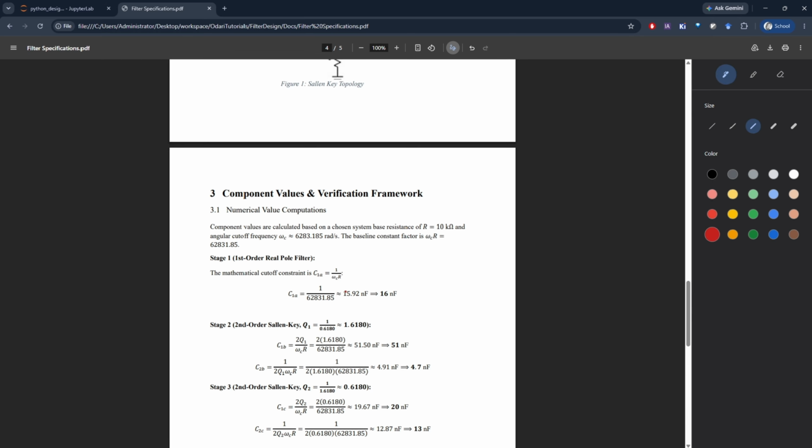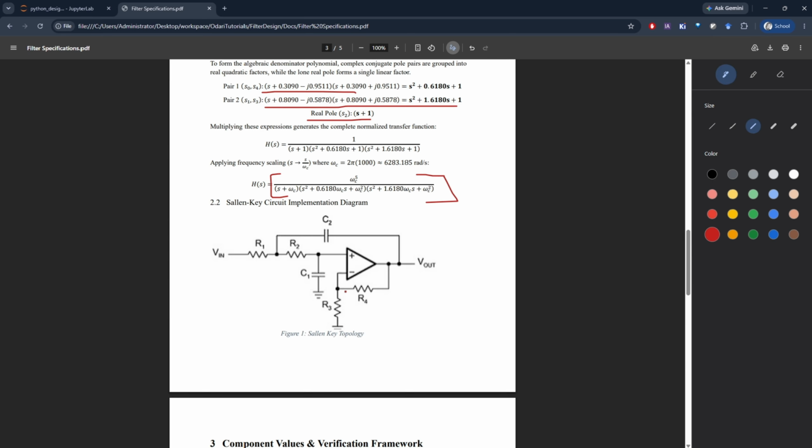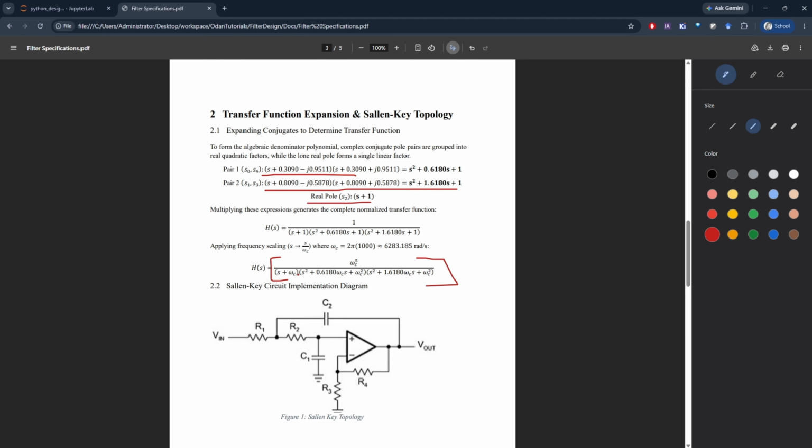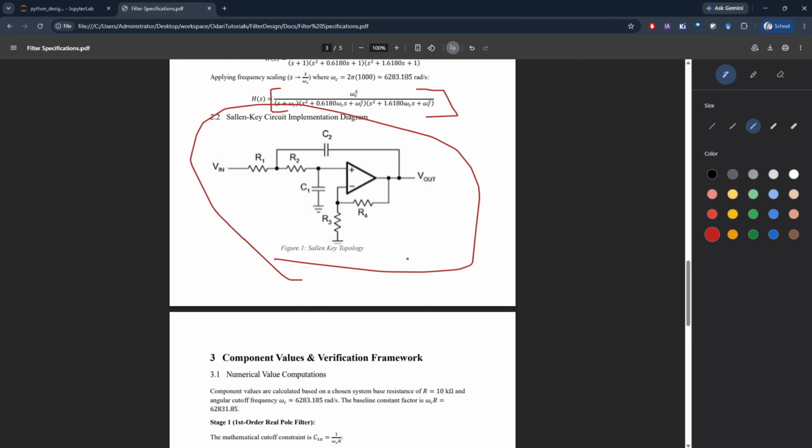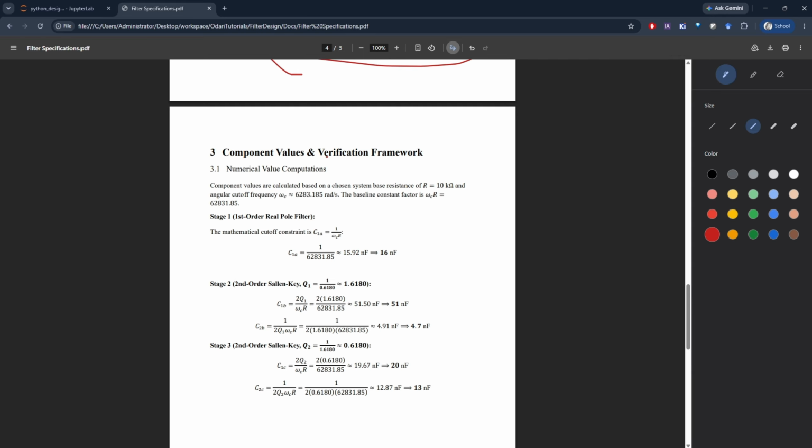Now do the scaling, because you see the first part you cascade. This is a first order, you cascade with the second order, you cascade with another order when implementing using the Sallen-Key topology, right? So from that, you go to component value and verification framework.